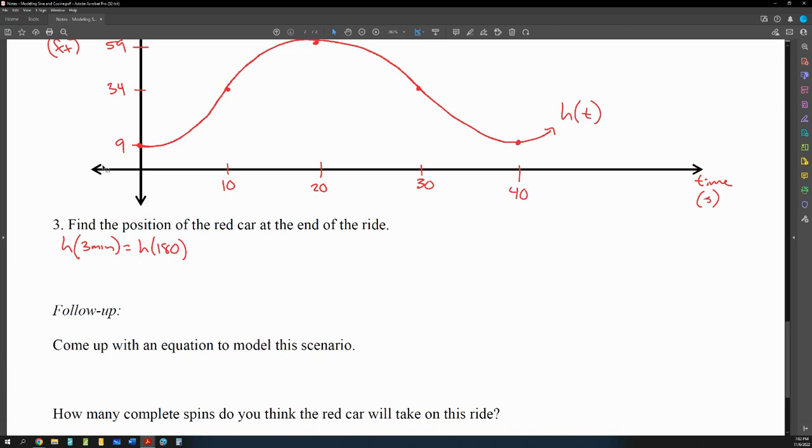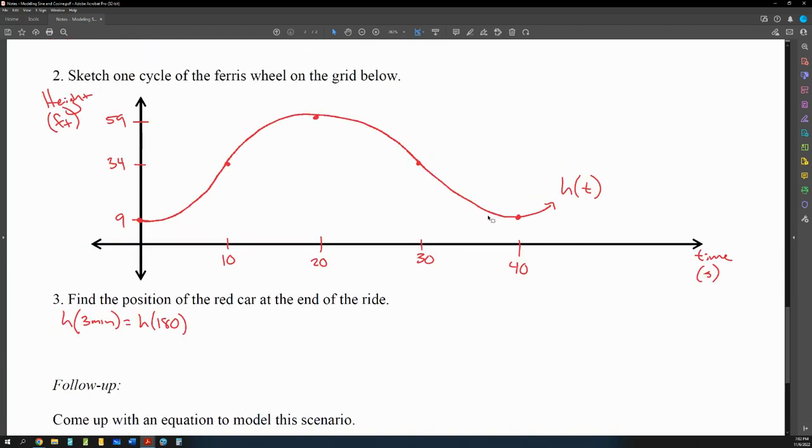Okay? All right, so I know that every 40 seconds, we're at a minimum. So at 40 seconds, we're at 9 feet. At 80 seconds, we're at 9 feet. At 120 seconds, we're at 9 feet. And at 160 seconds, we're at 9 feet. Okay, so at 160 seconds, we're at a minimum.